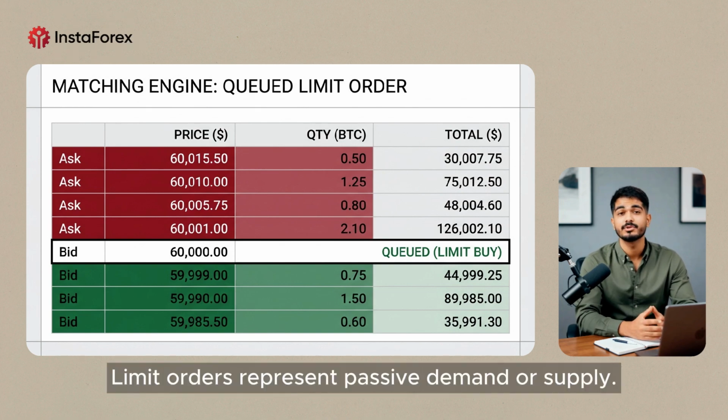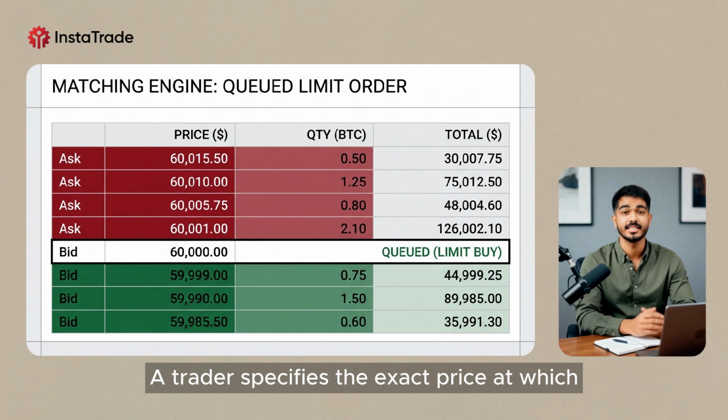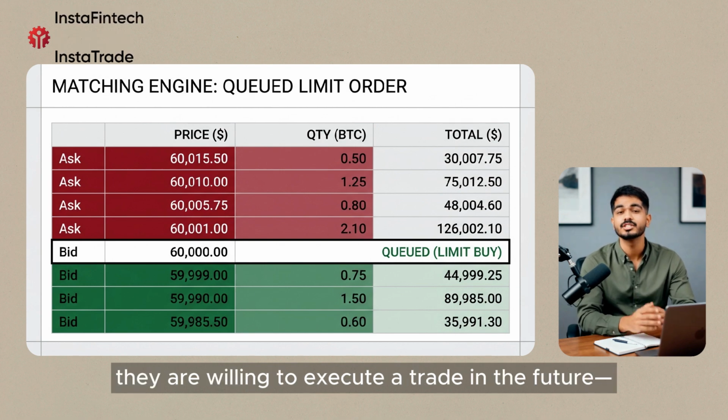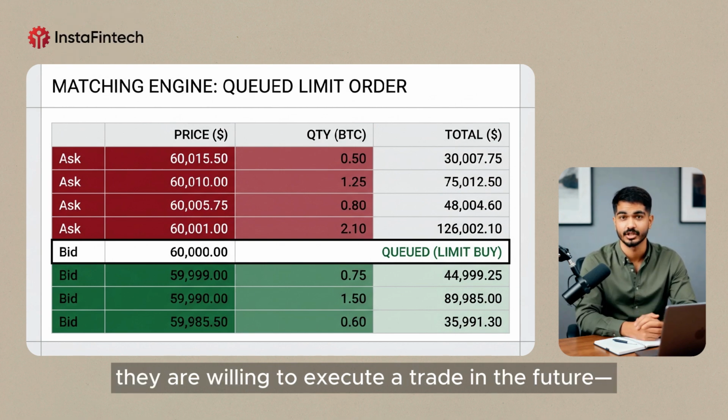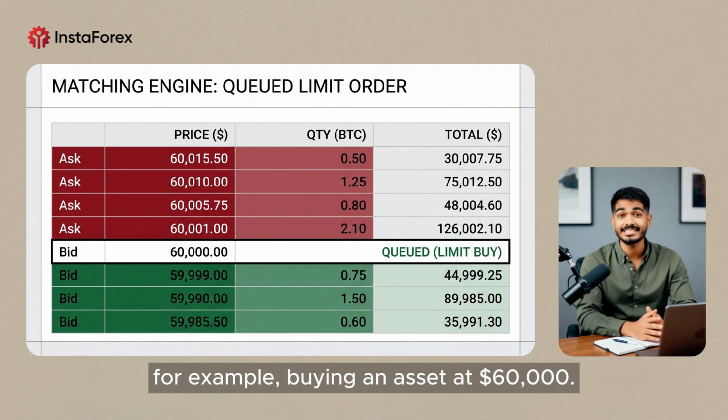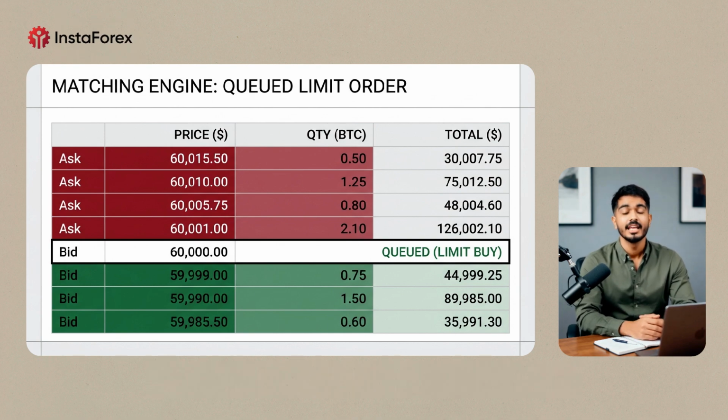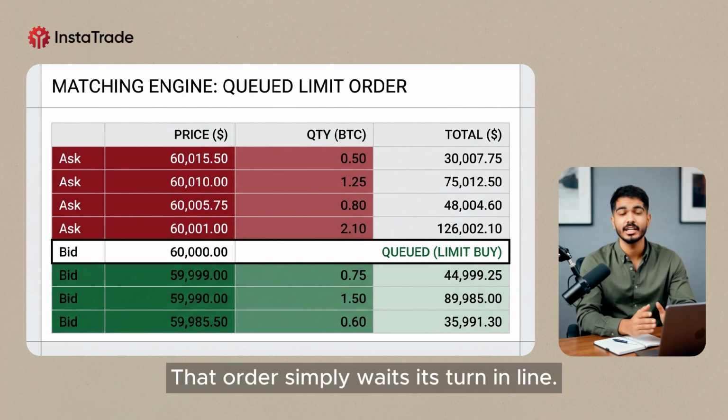Limit orders represent passive demand or supply. A trader specifies the exact price at which they are willing to execute a trade in the future. For example, buying an asset at $60,000. That order simply waits its turn in line.